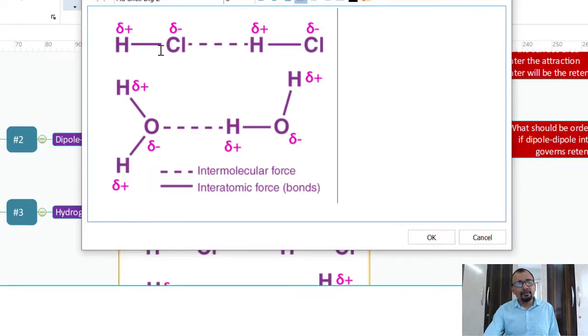This is a hydrogen bond formed in hydrochloric acid. Chlorine is a highly electronegative atom. It attracts electrons towards itself and gets a minus delta charge, and the hydrogen develops a plus delta charge. So this minus delta charge of the chlorine attracts the plus delta charge on the hydrogen and develops the hydrogen bond between Cl minus and the hydrogen plus. Similarly, you can see the development of hydrogen bonds in the case of water just below that.